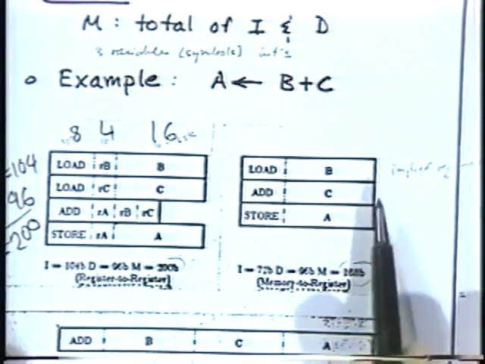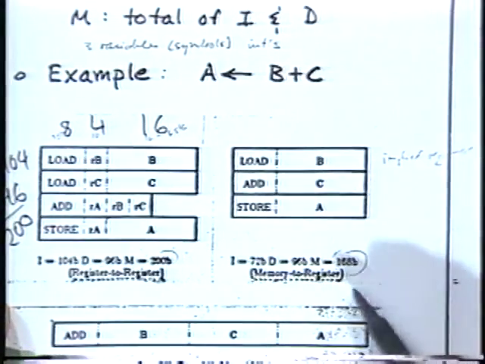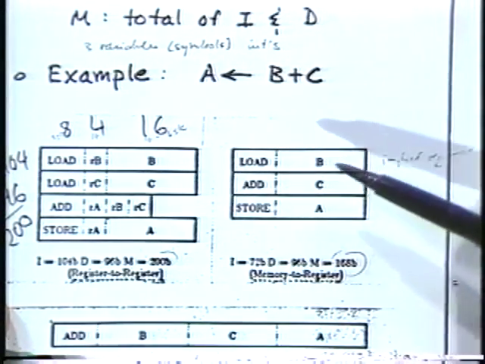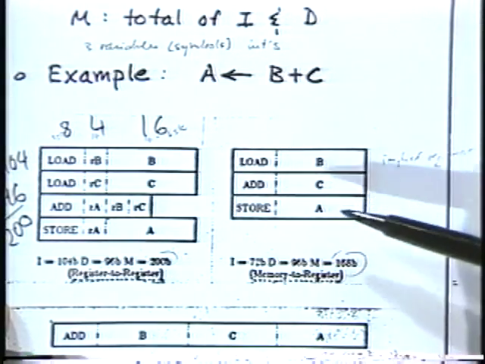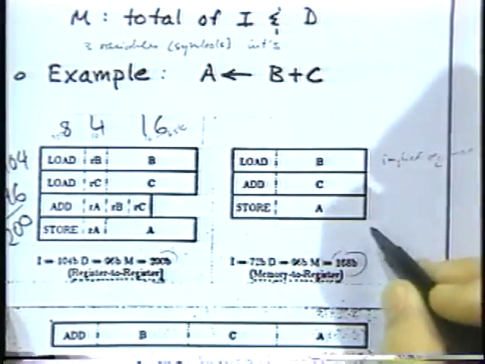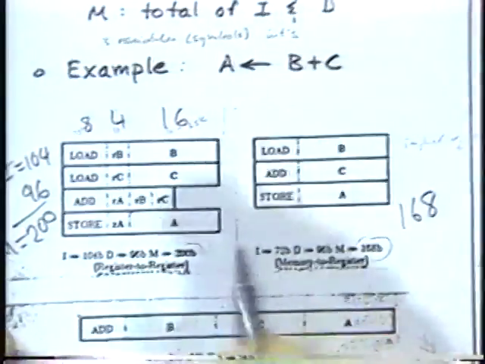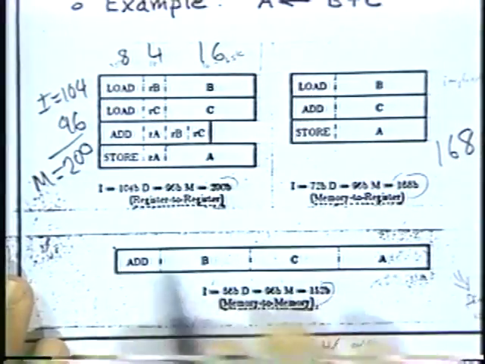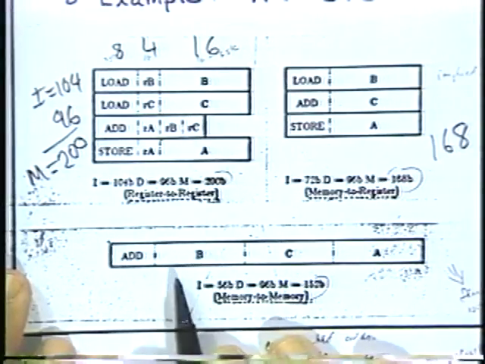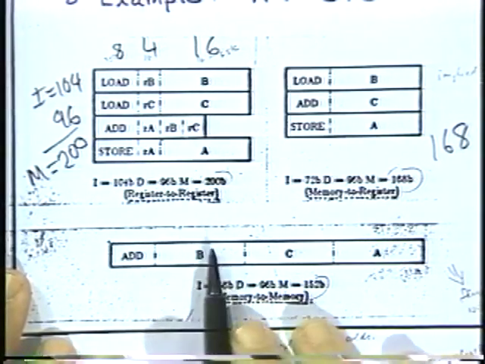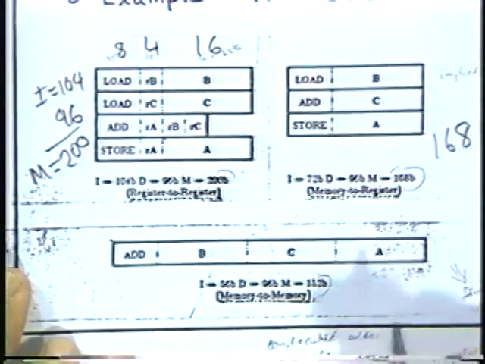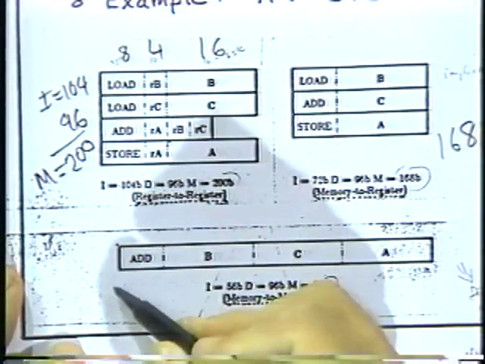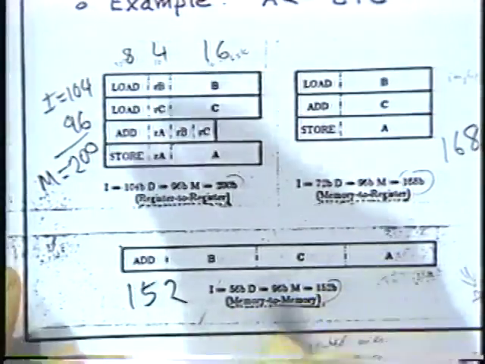Here's a memory-to-register style of machine, dealing with a single accumulator. It loads B, adds C, and stores into A, and the magic number for that is 168. And this bottom one is the memory-to-memory style. It says do an add, the operands are located in memory, and store the result back in memory. This one reduced it down to 152.